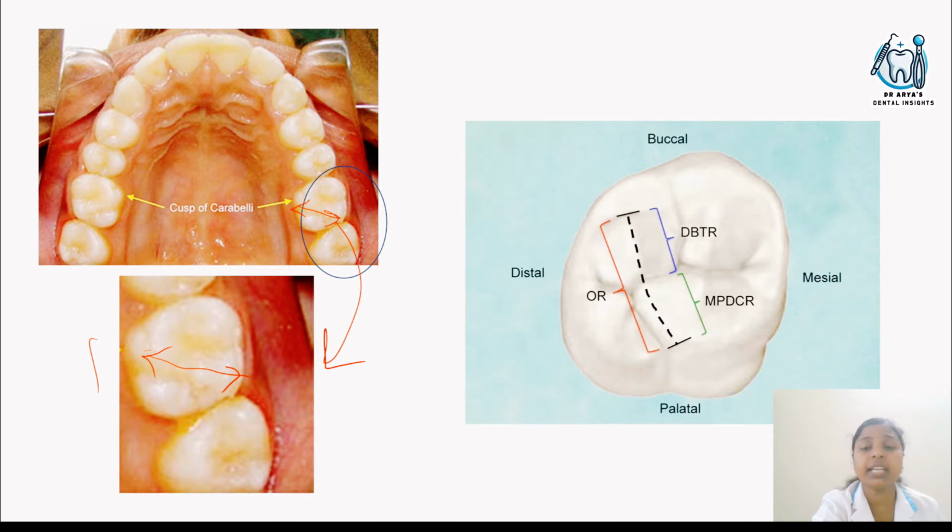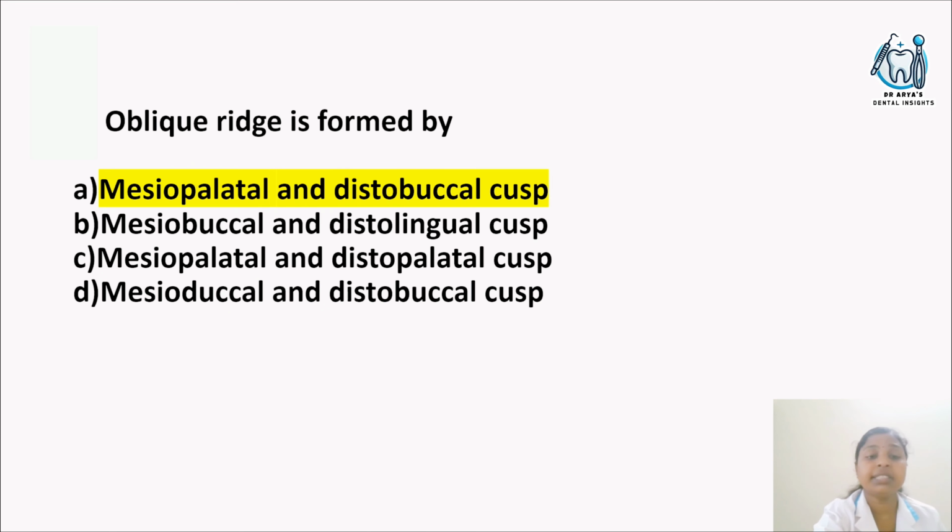Here this is the distal area and this is the mesial. So distal, buccal, and mesiolingual. The answer is the mesiolingual or mesiopalatal cusp and the distobuccal cusp. So the oblique ridge is formed by the mesiopalatal and distobuccal cusps.